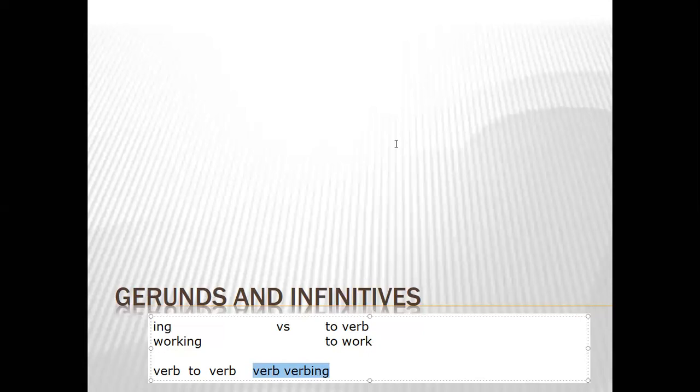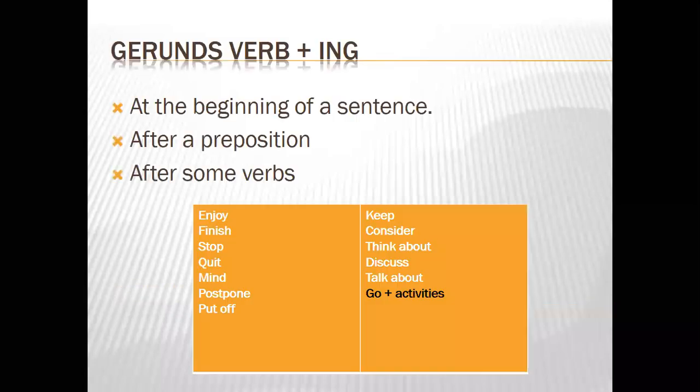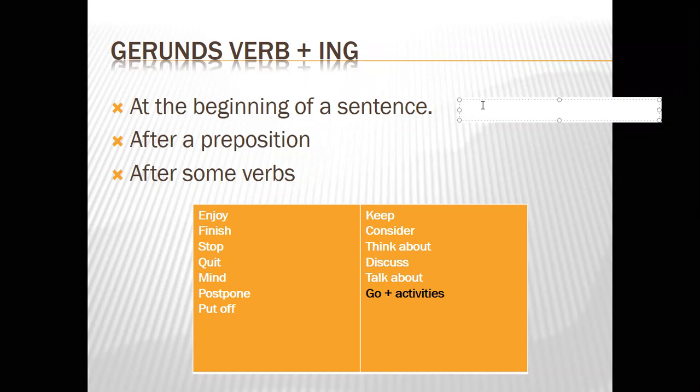So, let's analyze it. First, with gerunds. Let's start with the gerunds. Okay, the gerunds are used in three cases. At the beginning of a sentence, after a preposition, and after some verbs. So, what's the meaning of this? At the beginning of a sentence, siempre que comience una oración con un verbo, ese verbo va a ir con ing. For example, fumar es malo.